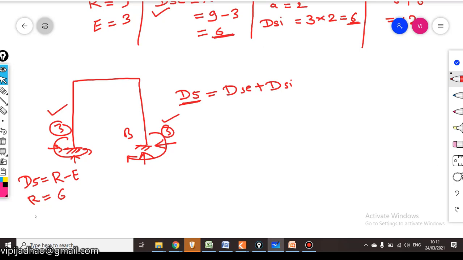And the total number of equations of equilibrium available is 3, therefore this dse, that is degree of external static indeterminacy, will be equal to r minus e, that is 6 minus 3, which is equal to 3. So we got dse equal to 3.